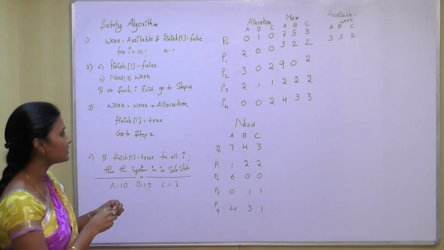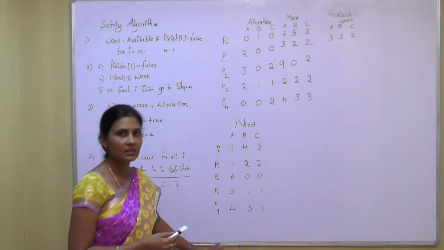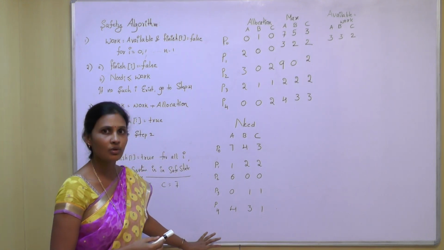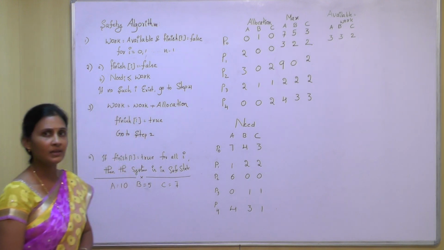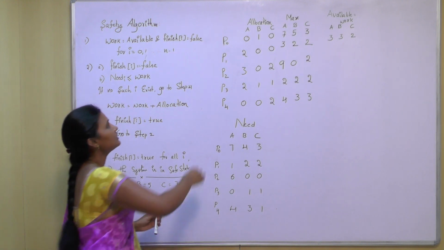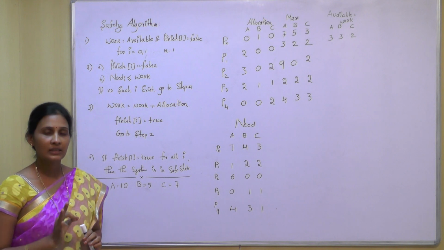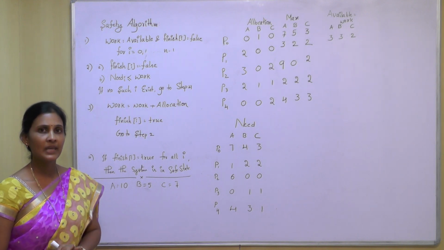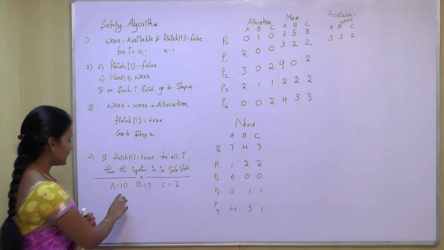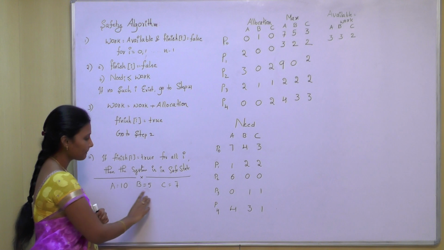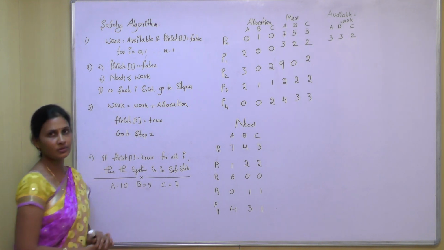So by using this safety algorithm, we can say whether these processes are in a safe state, whether these processes are in a safe sequence or not. Now let us consider one example. In this example, consider P0 through P4 as the processes, and three types of resources A, B, C, where resource A has 10 instances, resource B has 5 instances, and resource C has 7 instances.